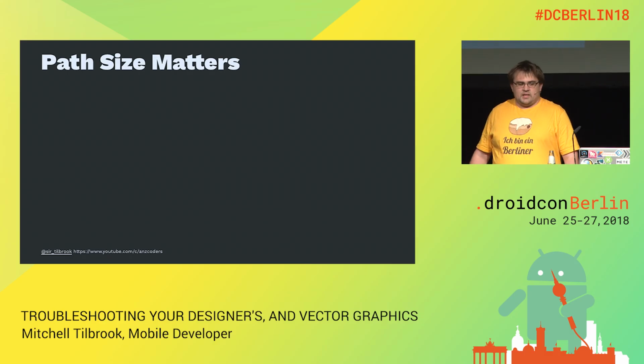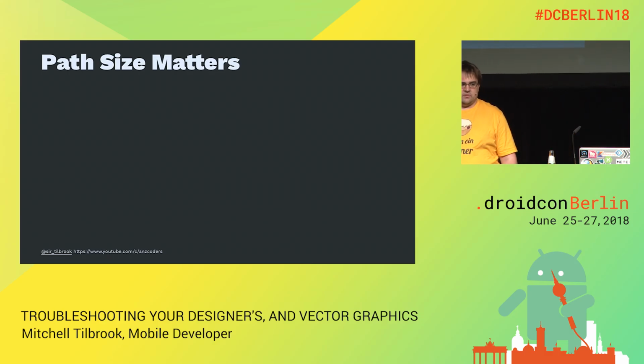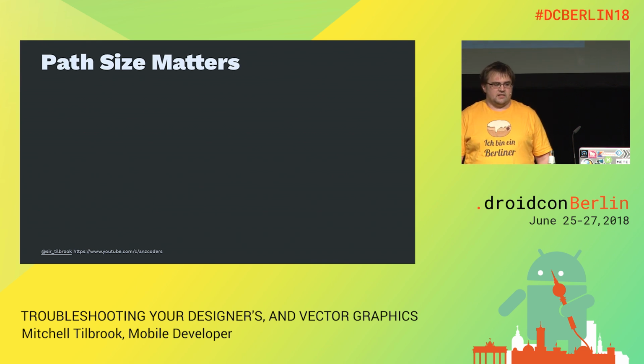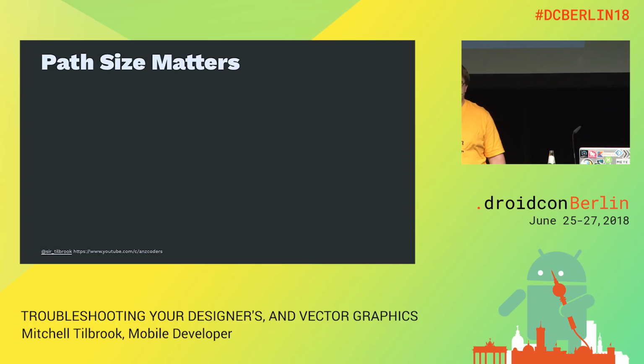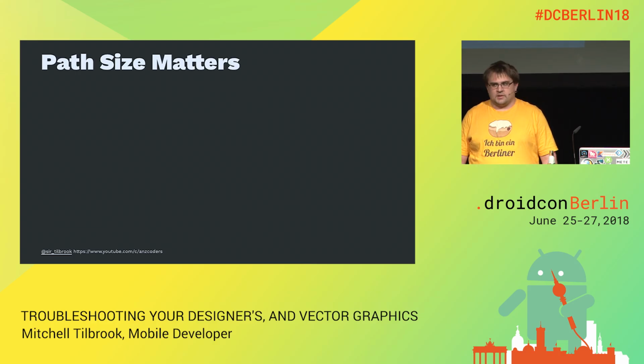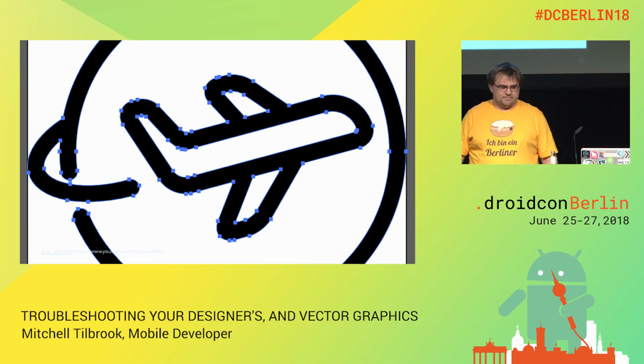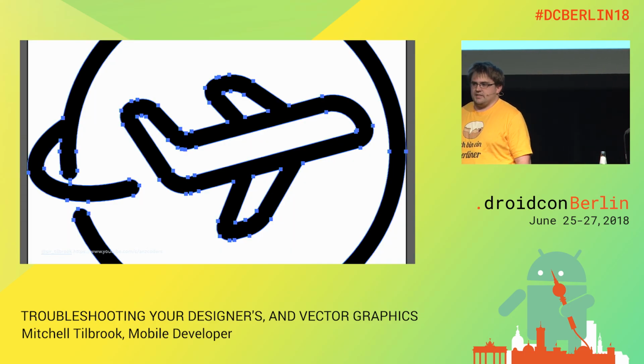The next thing is we have this translate. So this translate here is going to offset our x position by -5 and our y position by -2. Okay, so what does this get us? If we actually import this into Android Studio, we get this icon here.